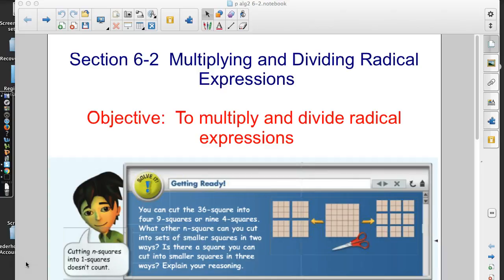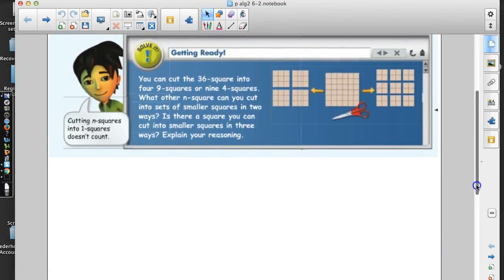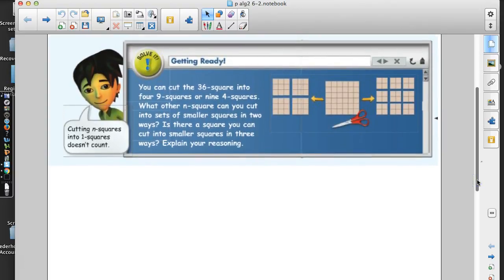So that's a big piece. Multiply and divide radical expressions, as I mentioned, probably just multiply today. I don't expect to go into division. Our getting ready gives us an example of a visual way to think through what this is going to do for us. It says you can cut 36 squares. So over here we've got 36 little squares into 4 nines. Sure you could. 4 squares, 9 in each one of them. Or you could use 9 fours to make them squares.